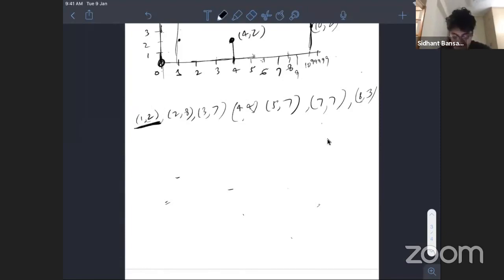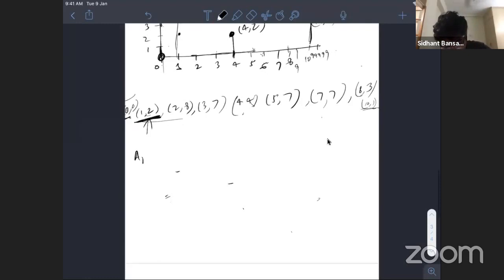Then we say, what is the left point? The left point will be 0 comma 0. And what is the right point? The right point will come out to be, let's say, I don't know, 10 comma 1. Let's say there is a 10 comma 1 here. So the left point will be 0 comma 0, the right point will be 10 comma 1, and this will be the bottleneck. Then we get our answer. Let's say the answer is A1 for this rectangle.